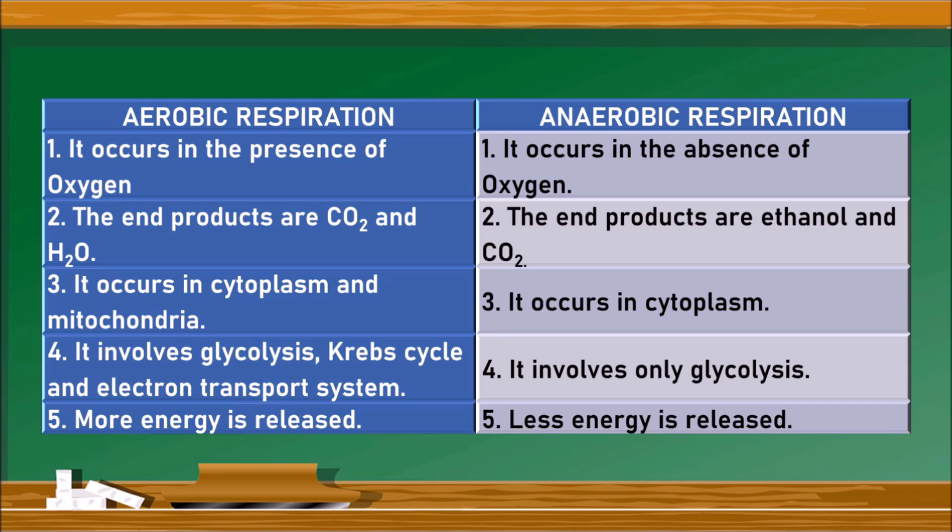Next one is, aerobic respiration occurs in the cytoplasm and mitochondria, whereas anaerobic respiration occurs only in cytoplasm. Next point is, aerobic respiration involves 3 stages: glycolysis, Krebs cycle and electron transport system, whereas anaerobic respiration involves only glycolysis. And in aerobic respiration, more energy is released, whereas in anaerobic respiration, less energy is released. Let us see the next question.